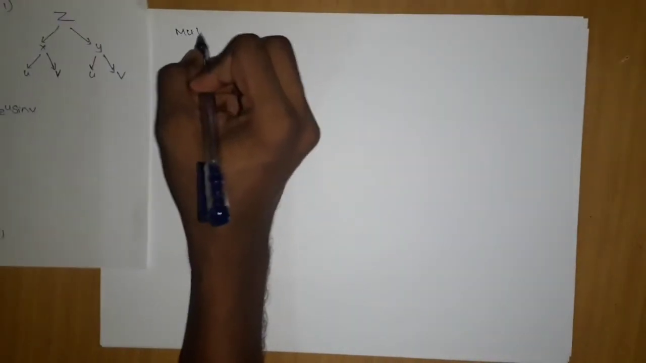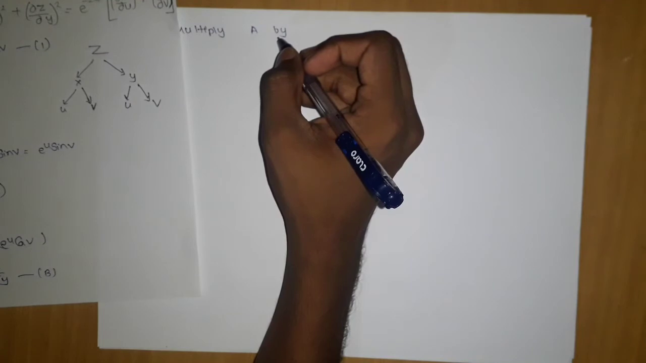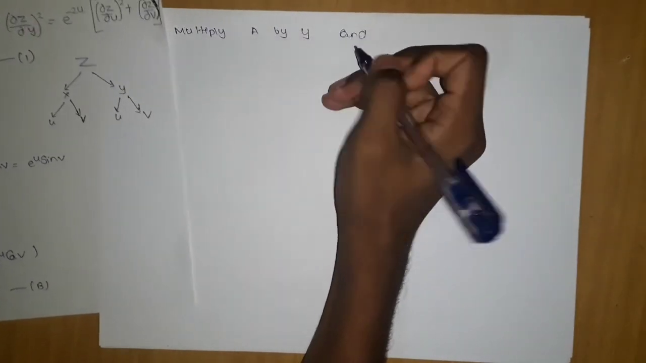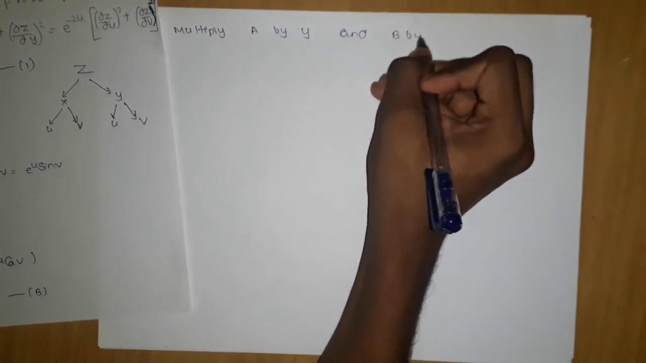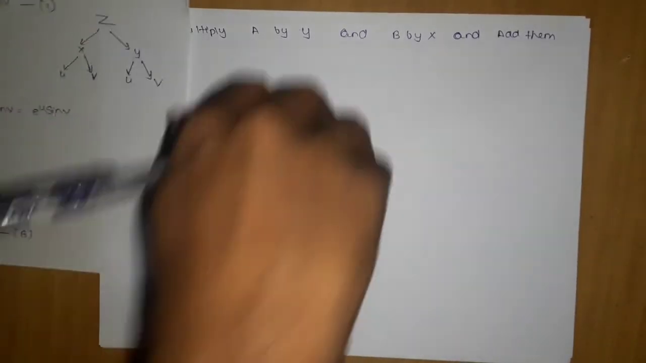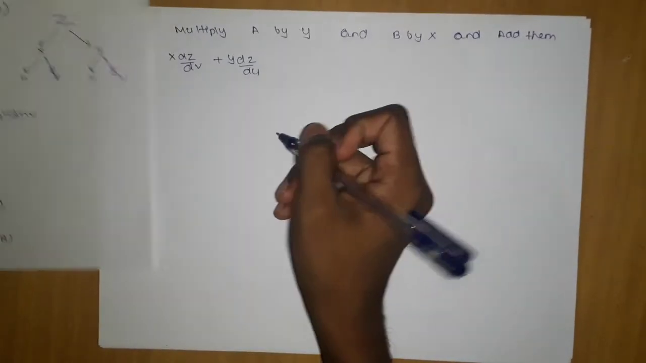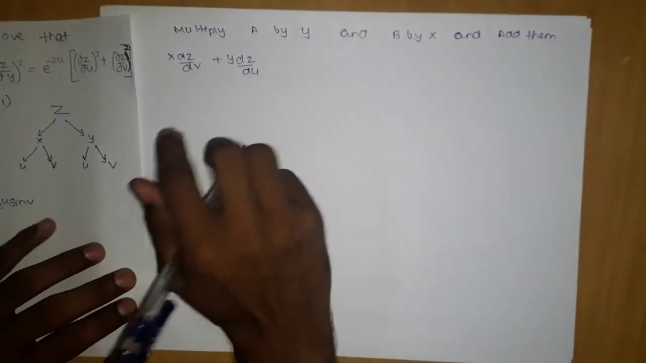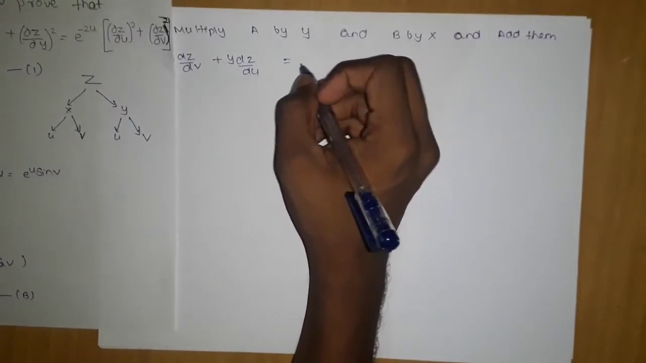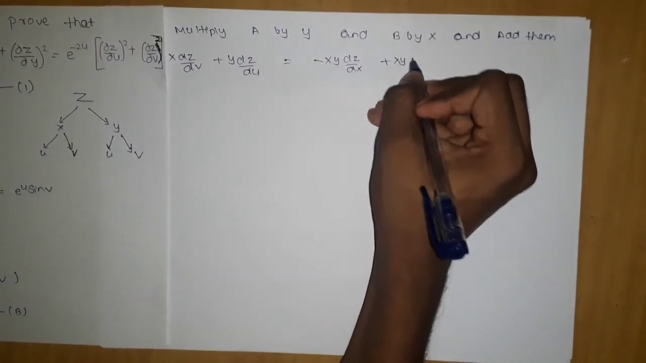So we are going to mention here: multiply a by y and b by x, and add them. So what we are going to get is x ∂z/∂v plus y ∂z/∂u, if you observe clearly. We are going to get this thing only. And if I substitute the value of ∂z/∂u multiplied by y, it will become minus xy ∂z/∂x plus xy ∂z/∂y.